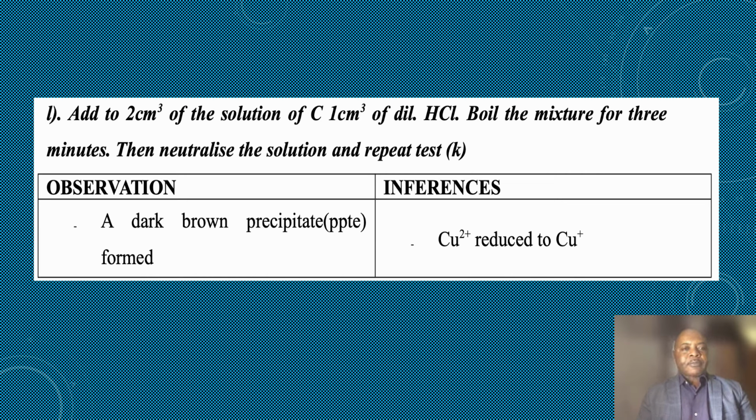Then, add to 2 cm cube of solution of C, 1 cm cube of dilute hydrochloric acid. Boil the mixture for 3 minutes. Then neutralize the solution and repeat test K. Observation: a dark brown precipitate is formed. Again, copper(II) ion is reduced to copper(I) ion.